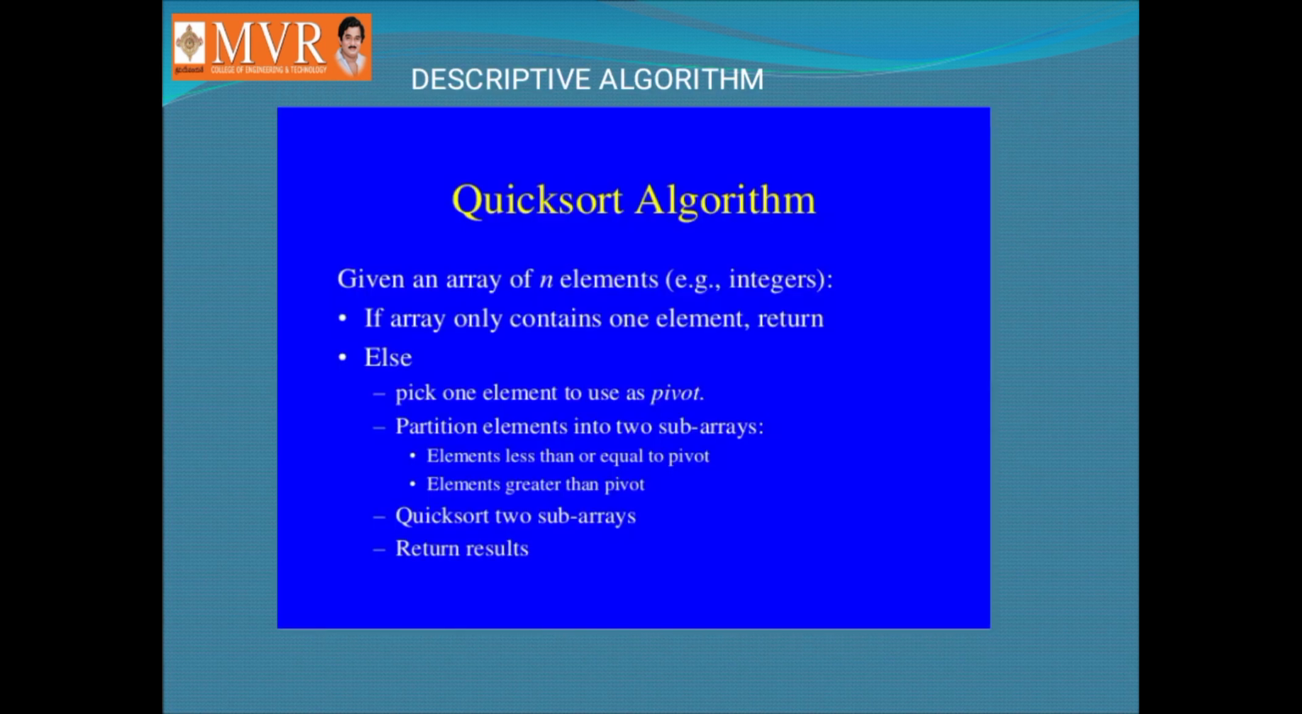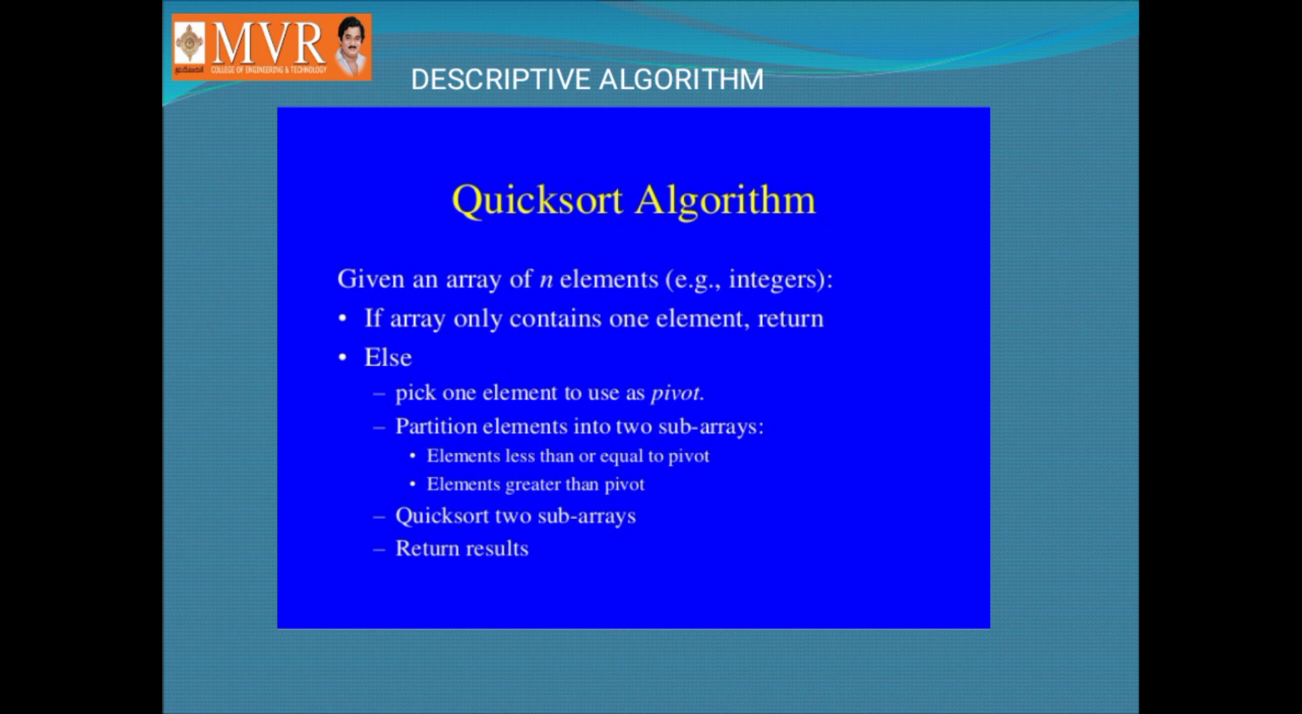Here is a descriptive algorithm for quicksort. Given an array of n elements, that is integers, if the array only contains one element, return. What it is telling is, assume I have a list of integer elements. If I am given only one element to sort, then why sort it? It will already be in sorted order since I am given only one number. Then you can quit the loop.